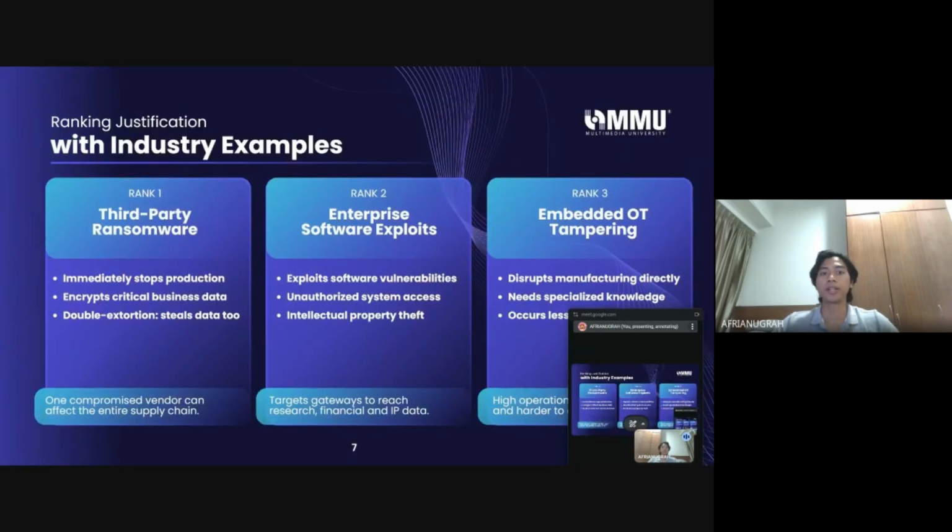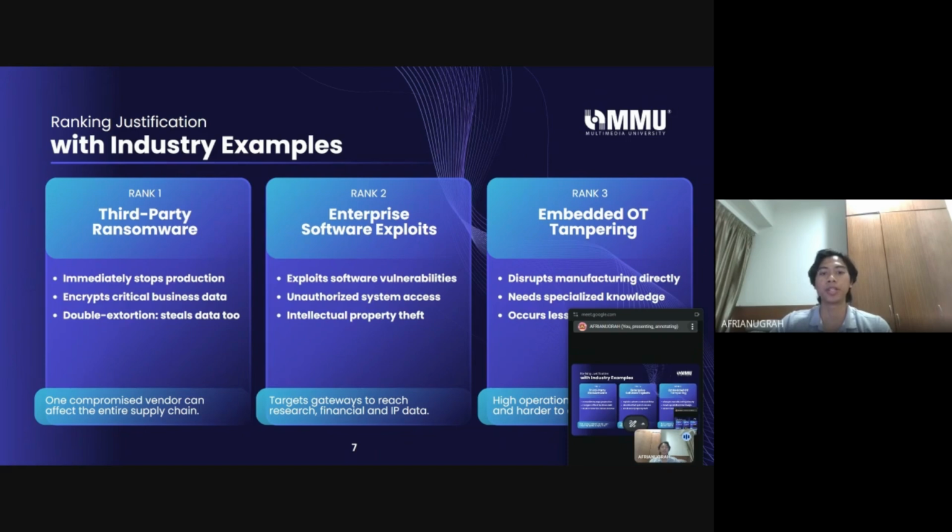So the first ranked threat is third-party ransomware. We rank it first because it can immediately stop production, lock important business systems, and steal confidential data through double extortion techniques. Since pharmaceutical companies rely on many external vendors, one compromised supplier can affect the entire supply chain.